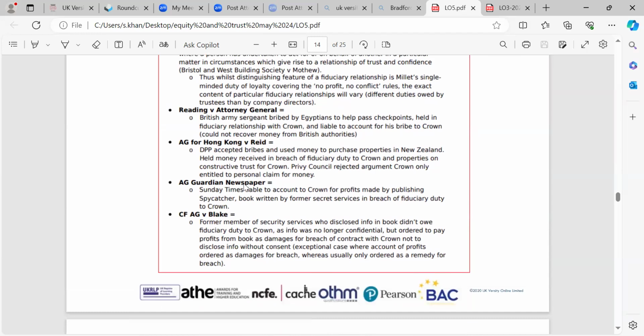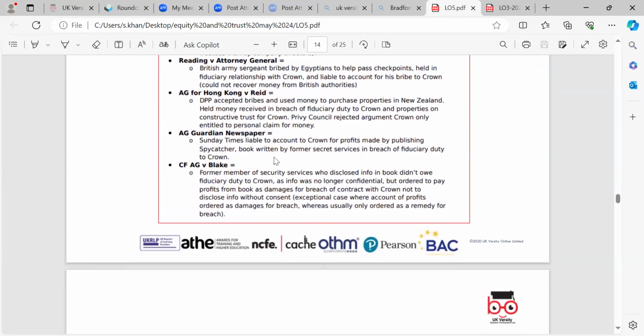And the cases in regards to that. The first case is Reading v Attorney General, where a British Army sergeant bribed by Egyptians to help pass checkpoints was held to be in a fiduciary relationship with the Crown and liable to account for his bribe to the Crown. The other one is Attorney General for Hong Kong v Reid. The DPP accepted bribes and used the money to purchase properties in New Zealand. It was held that money received in breach of fiduciary duty was held to the Crown and the properties on constructive trust for the Crown. The Privy Council rejected the argument that the Crown was only entitled to a personal claim for money.